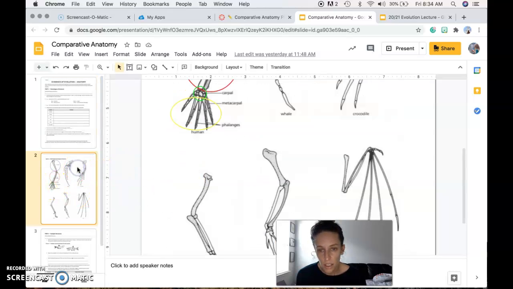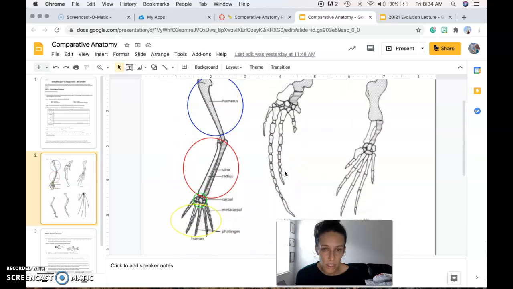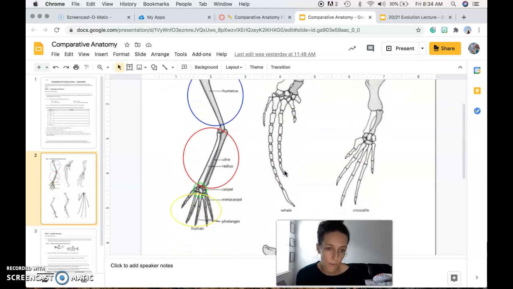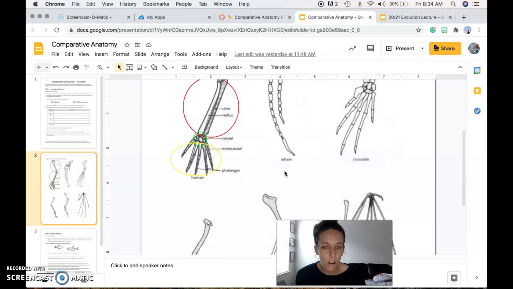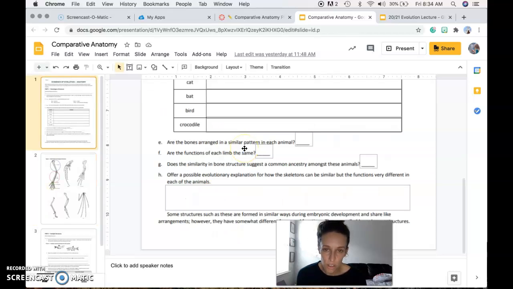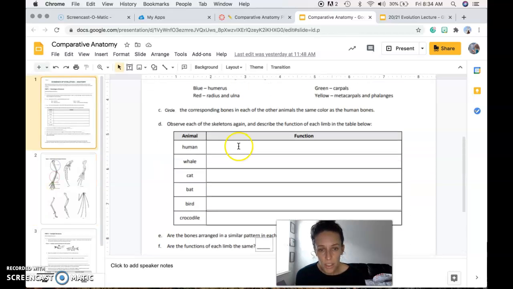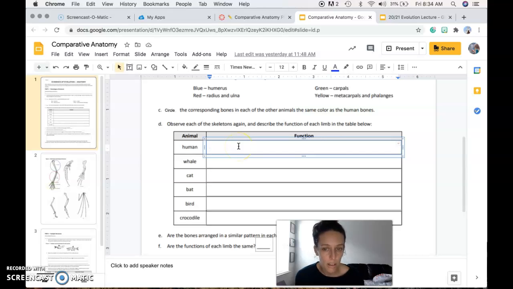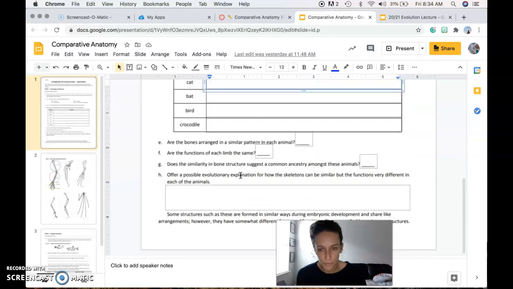So I'm going to look at the skeletons, and for the human, it's an arm, the whale, it's their forelimb, crocodile. They're all the same bones. So remember, these are homologous structures, same bones, different function. So up here, when it says, what is the function of a human arm? Tell me, what do you use your arms for? What do whales use their fins for? What do cats use their limbs for? So on and so forth.